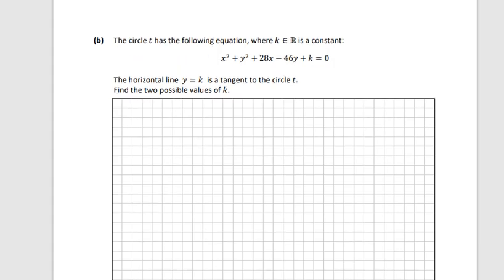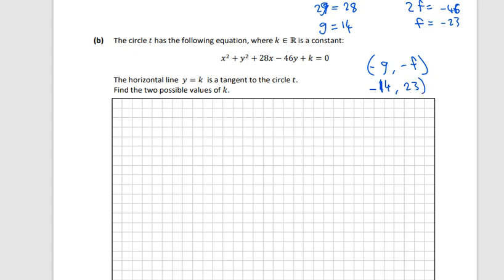Right, part B then. I would figure out what the radius is and what the center is anyway. I think you should get some marks for just doing that. So the center is minus g, minus f, where 2g in this one is equal to 28 because it's the thing in front of the x. So g is equal to 14, therefore minus 14. And 2f is equal to minus 46, therefore f is equal to minus 23, and minus f would be positive 23. So minus 14, 23 is the center of that circle.